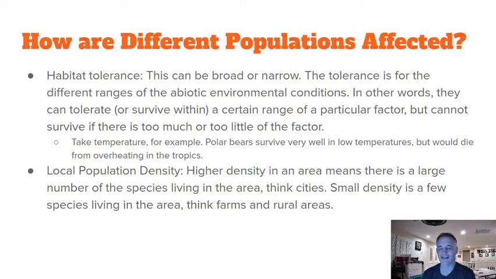Local population density is another one. Higher density in areas means that there's a larger number of species living in the area. So you can think of this in human terms. A large density population would be something like cities, right? New York, Chicago, LA, very densely populated. If you have a small density population, that means you have fewer species living in the area. And now you're thinking of places outside the city, right? The suburbs or farms or rural areas where not as many people are living.